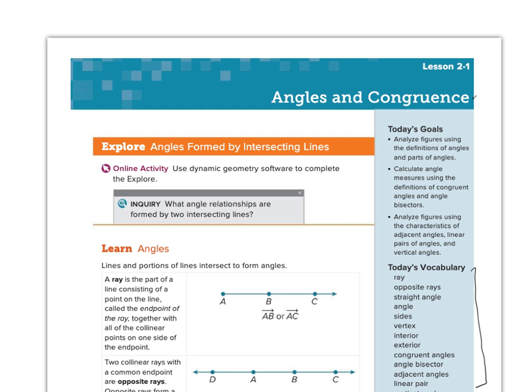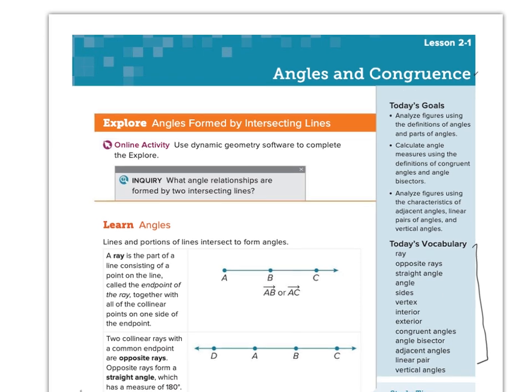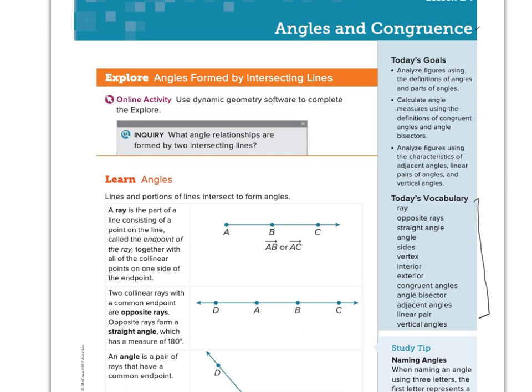So with that, the goals that we're going to talk about: we're going to analyze using definitions of angles and parts of angles. We're going to calculate angle measurements using our definitions of congruence and bisectors. So again, those two words we've already gone over. We're just going to apply them with angles and analyze figures with these characteristics. More vocabulary: adjacent angles, linear pairs, and then vertical angles. These are definitions that we're going to carry throughout this course. So once we learn them, it's just a matter of practice and then working with them.